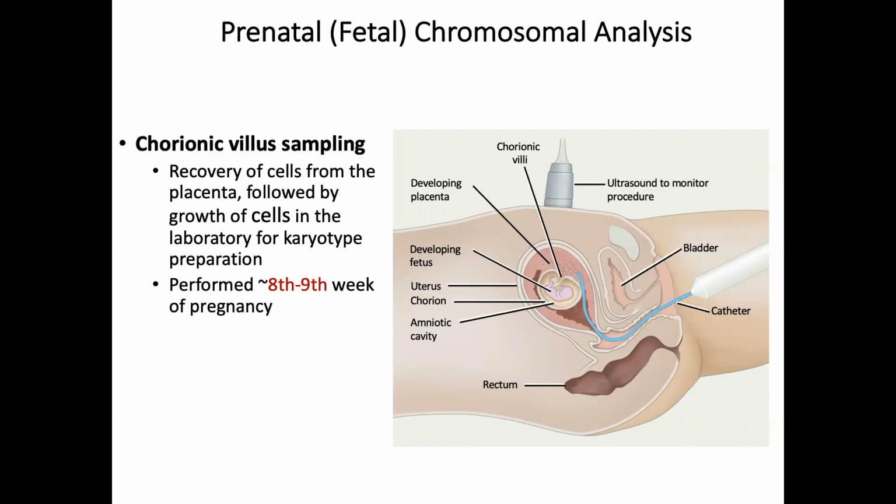Prenatal karyotyping can be done even earlier. There's a technique called chorionic villus sampling. It can be performed at 8 to 9 weeks of pregnancy. In this procedure, a catheter is inserted into the uterus through the vagina to remove a sample of fetal tissue from the chorion. The function of the chorion is to contribute to development of the placenta. Cells in the tissue can be used for chromosomal analysis.